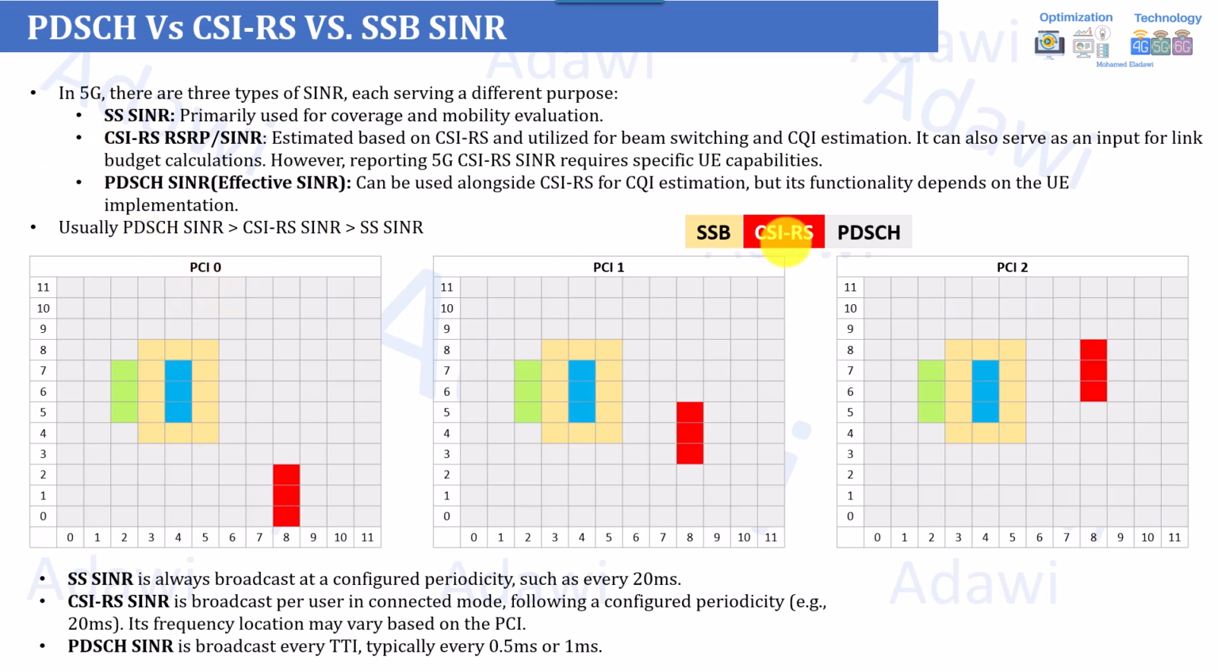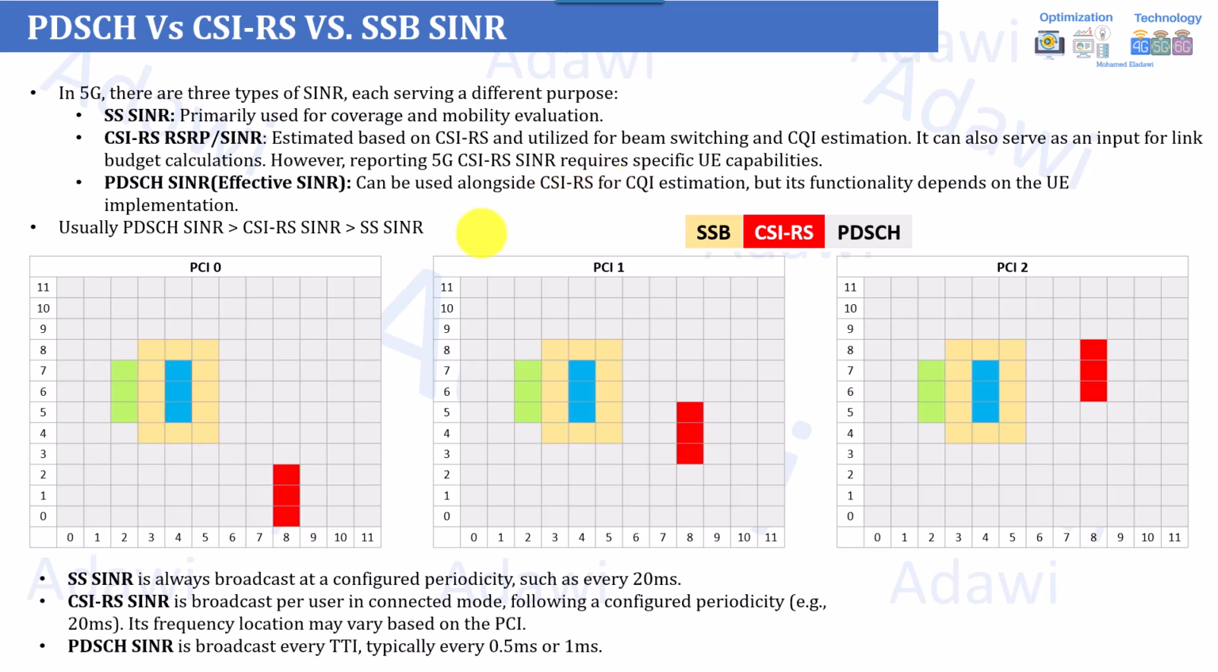The last type is related to the PDSCH, the shared channel, PDSCH SNR, which is called effective SNR. This can be used along with the CSI-RS measurement to do the CQI estimation. In general, this depends on the UE implementation. Some UEs mainly do the CQI estimation and the CQI reporting from the UE to the gNB, and the CSI report, based on the CSI-RS. But other UE implementations can do both, based on the CSI-RS plus the PDSCH SNR. And this might result in even much better CQI reporting.